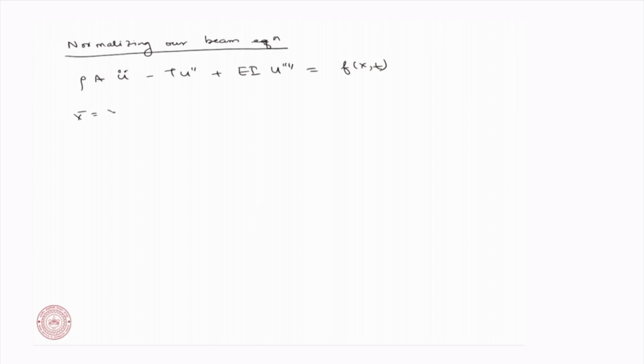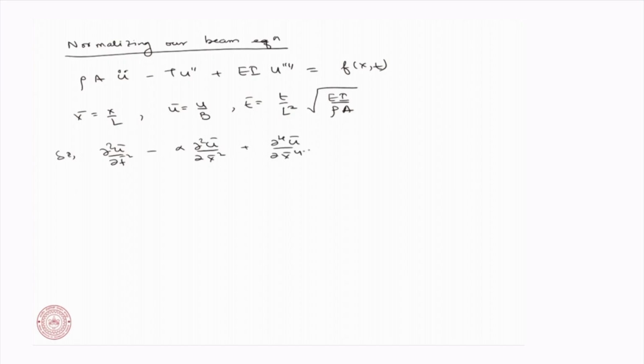Normalizing, x bar will be x over L, that is the length of the beam, u bar is u over b, that is the maximum displacement, and t bar is t over L square root of E I over rho a. We substitute these back, and what we get from here is that del square u bar by del t bar square minus alpha of del square u bar by del x bar square plus del 4 u bar by del x bar 4 is equal to some normalized function f bar.